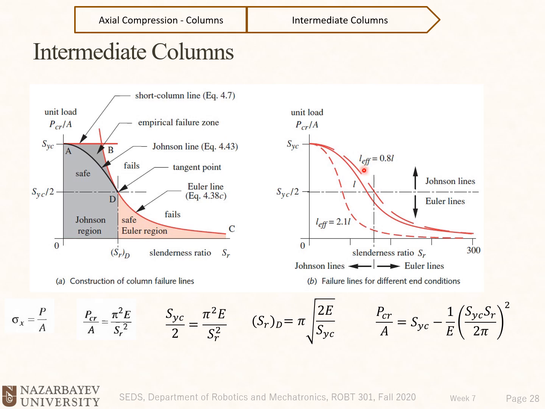For other types of columns, I mean with different end conditions, what we need to do is find the L effective and use the L effective in the Johnson formula.